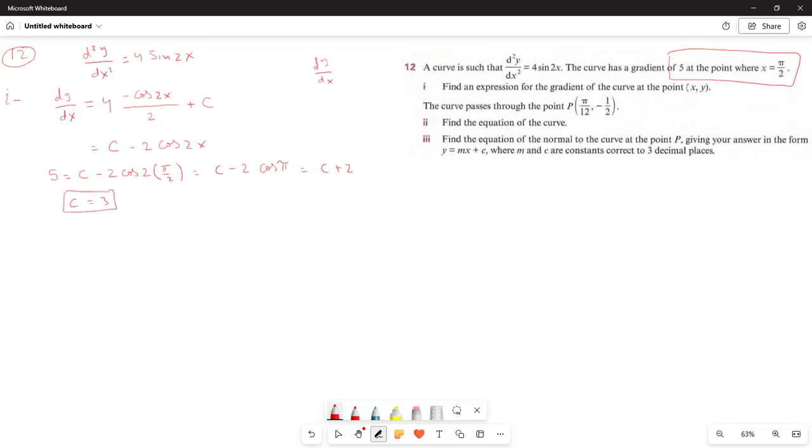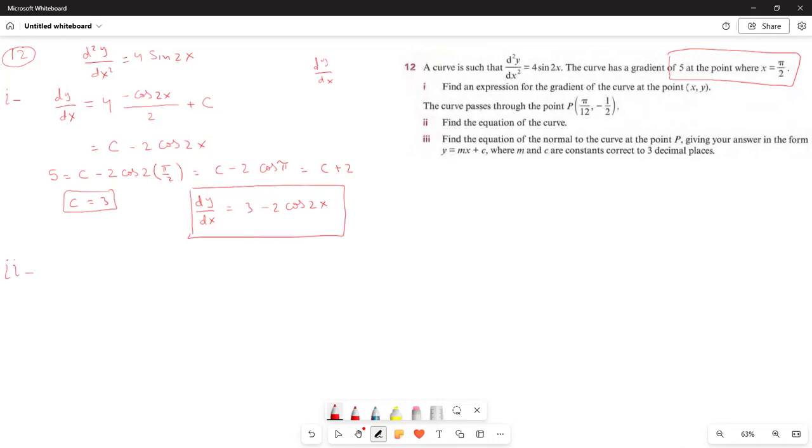So if c is 3, then I have this equation that dy by dx, the derivative function, is equal to 3 minus 2 cos 2x, right? So the first part was the final expression for the gradient of the curve at this point. So we found the gradient. If I know the value of x, I can find the gradient. So this is question number one, part one.